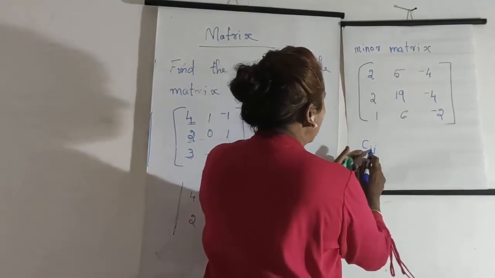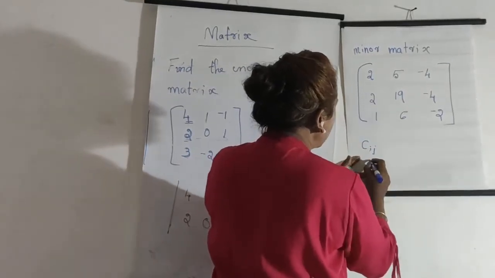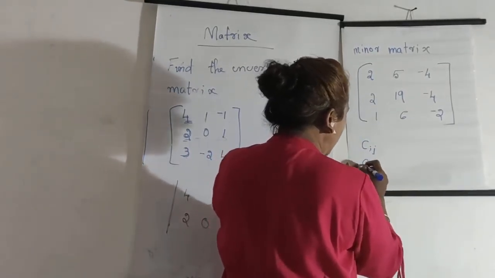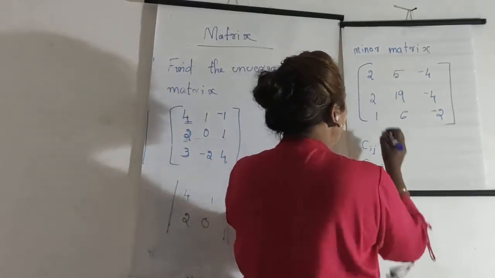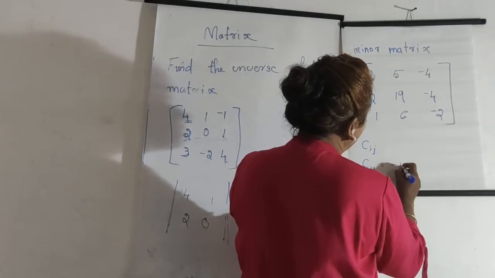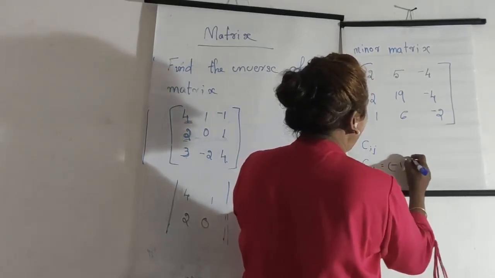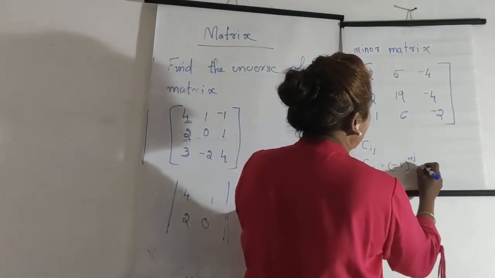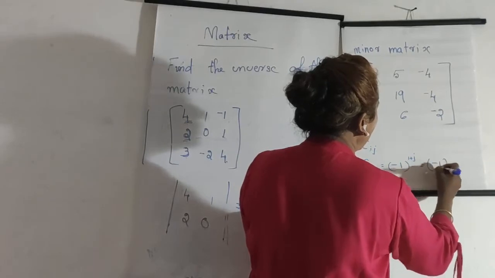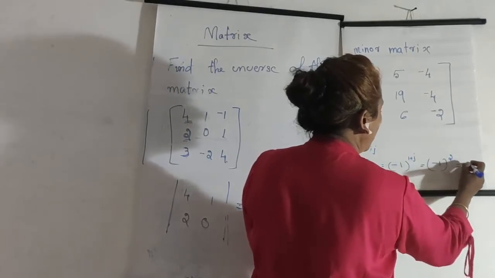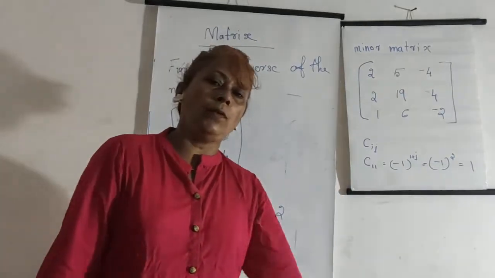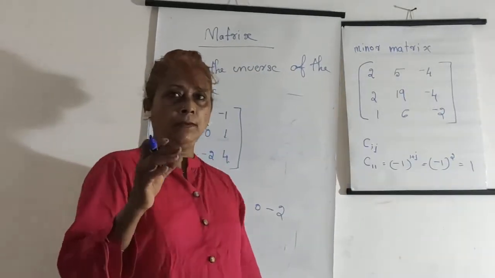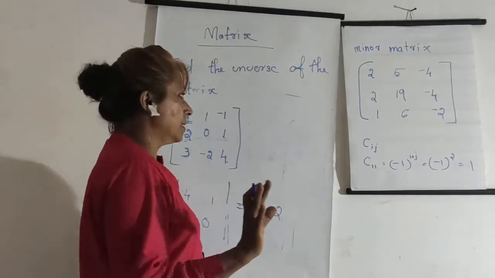For the first one, it is C11. To find the sign, it is negative 1 raised to i plus j, which is negative 1 to the power of 2. So we know that it is positive 1, isn't it? This is the way in which we find the signs for the cofactor matrix.